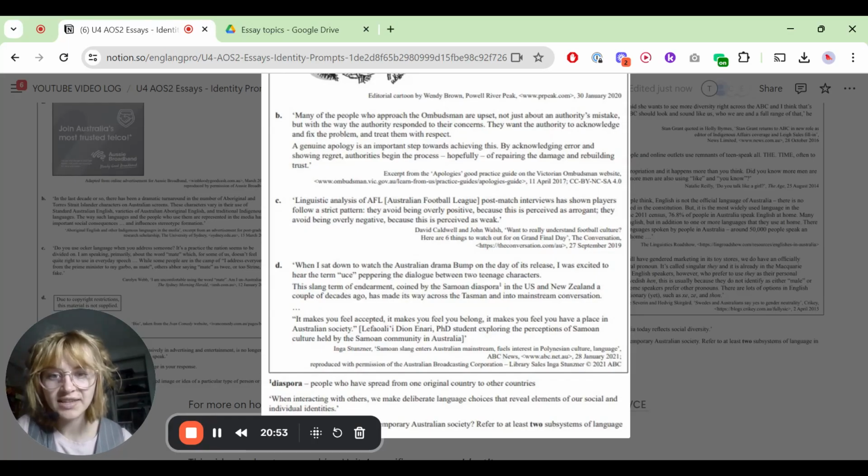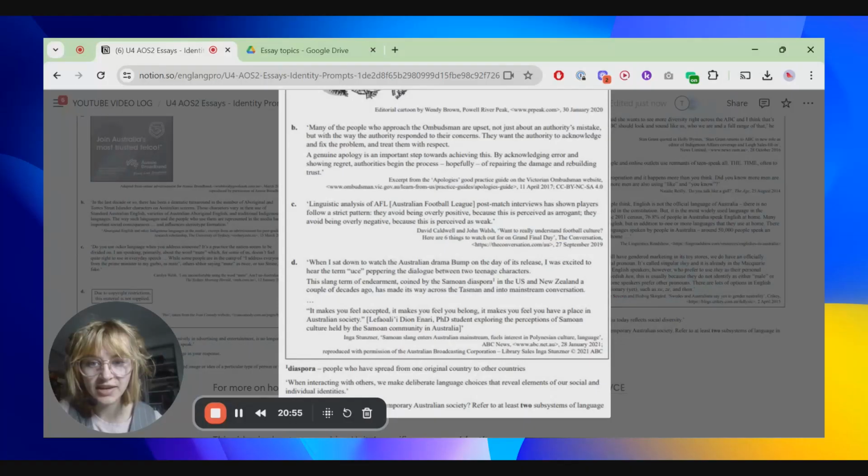And then when I sat down to watch the Australian drama Bump, I was so excited to hear the term use. I've never heard that.